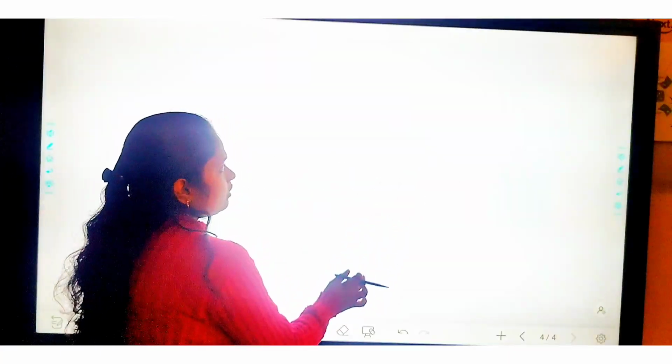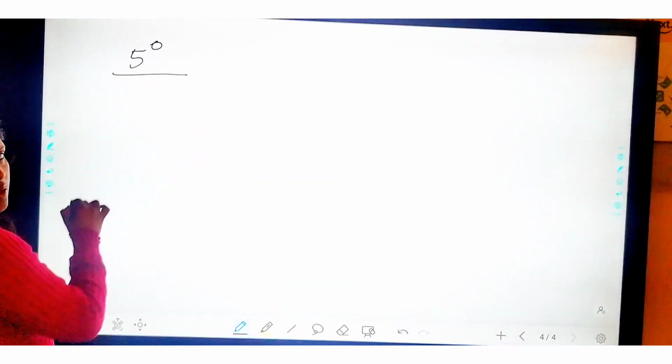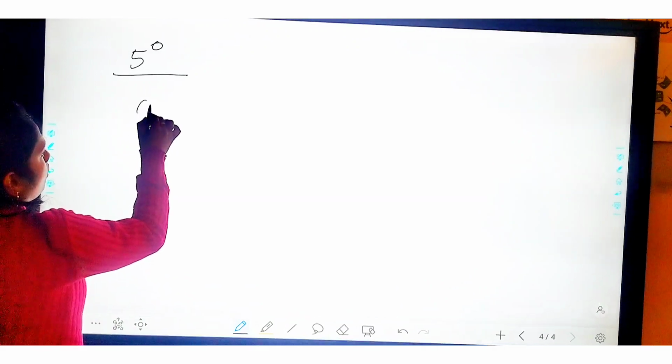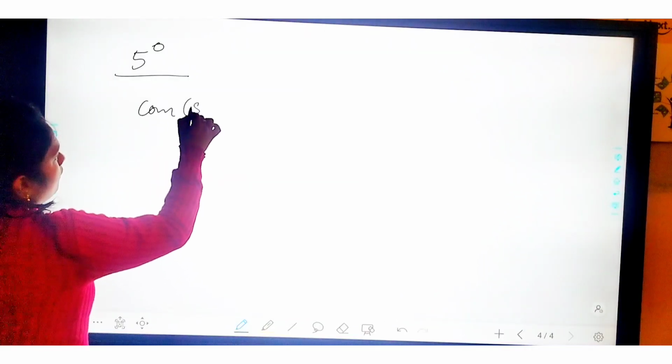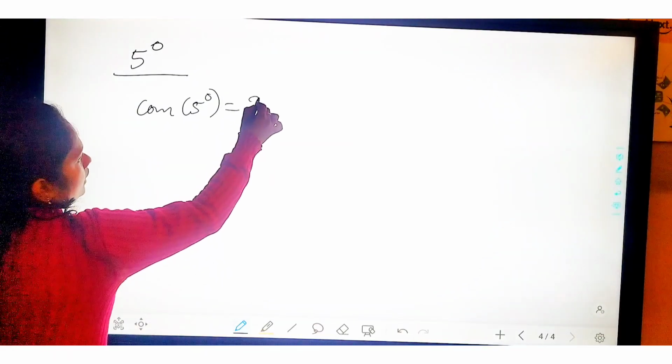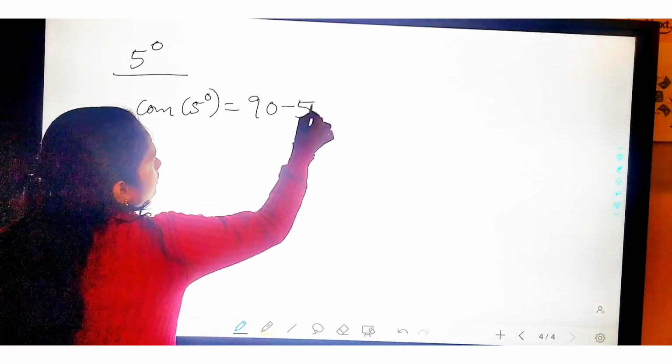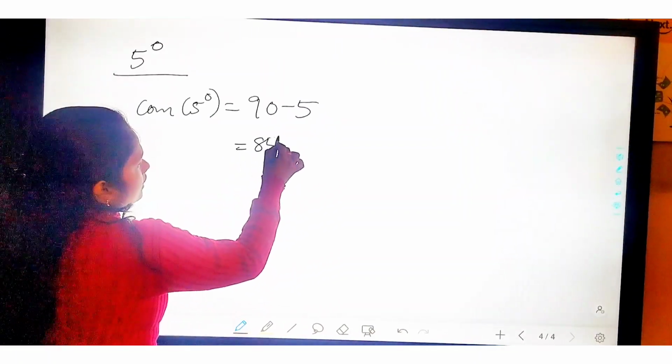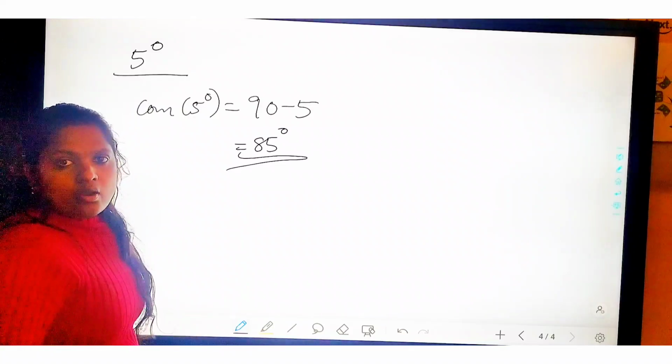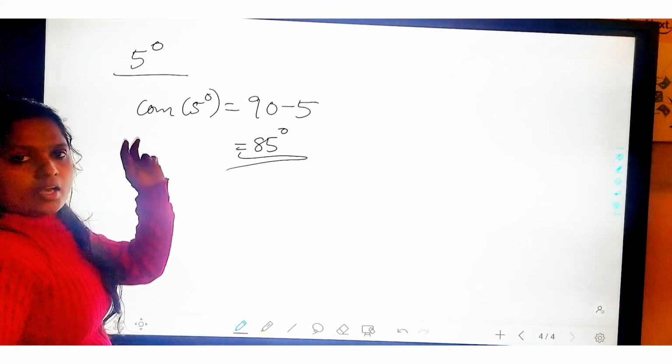Then the next question, 5 degrees. What is the complementary of 5 degrees? Then the complementary of 5 degrees equals 90 minus 5 equals 85. 85 degrees is the complementary of the angle.